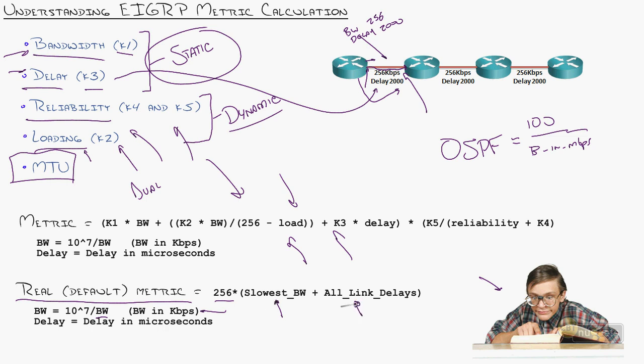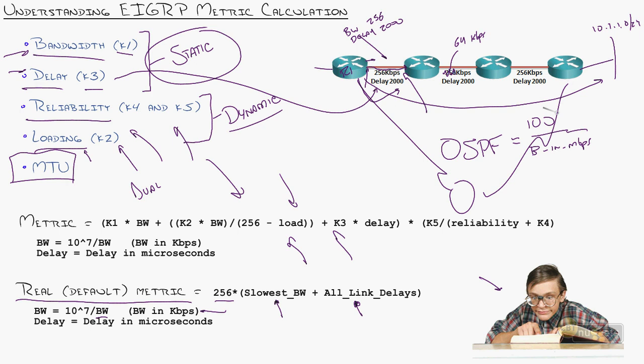Now, the unique thing about EIGRP is it's the slowest link bandwidth. So for instance, let's just say this guy in the middle is 64 kilobits per second, and you're trying to reach this network over here, 10.1.1.0. When it comes to router 1, when it's trying to figure out how much it costs to get to that network, as opposed to maybe going this alternate route, he's going to say, okay, we got 256, 64, 250. That's it, because these guys no longer matter.